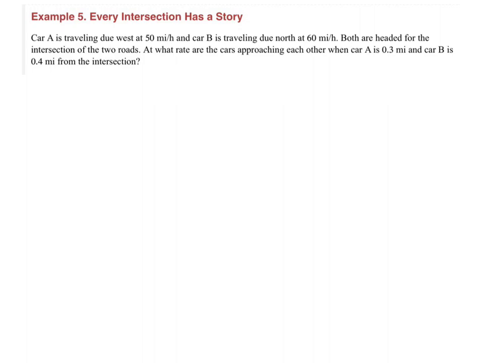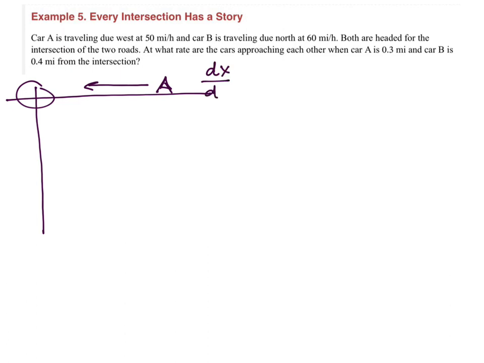Okay. I want you to imagine that there is like an intersection like this. And they're approaching this place. Does that make sense? So car A is traveling due west at 50 miles per hour. So I'm going to let this be car A. They're traveling due west at 50 miles per hour. So what is the 50 miles per hour? That's the rate. So let's let that be dx/dt. It's going to be negative 50.